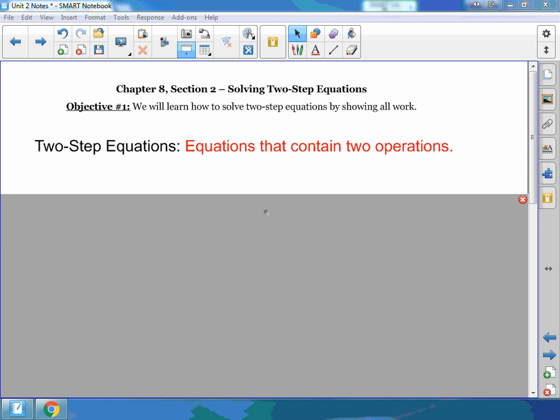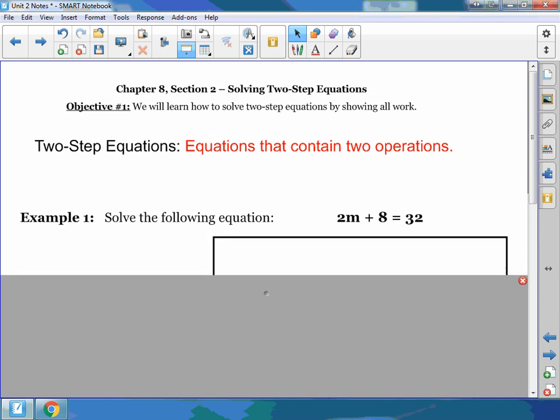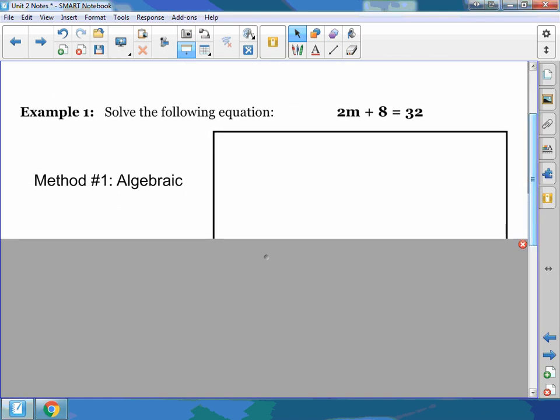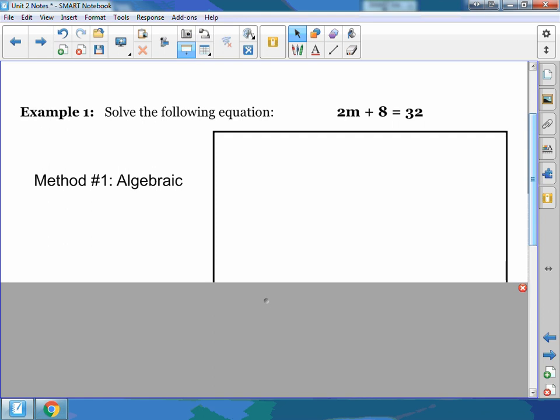All right, so in Chapter 8, Section 2, the two-step stuff. We've been solving two steps already with our models, with the bar diagram, some tiles, but basically we've been talking about how do you undo this equation? How do you take an equation and take it apart so that you're left with the value of the variable, the isolated value? And that's what we're going to talk about today, is how do we demonstrate the process for undoing these equations.